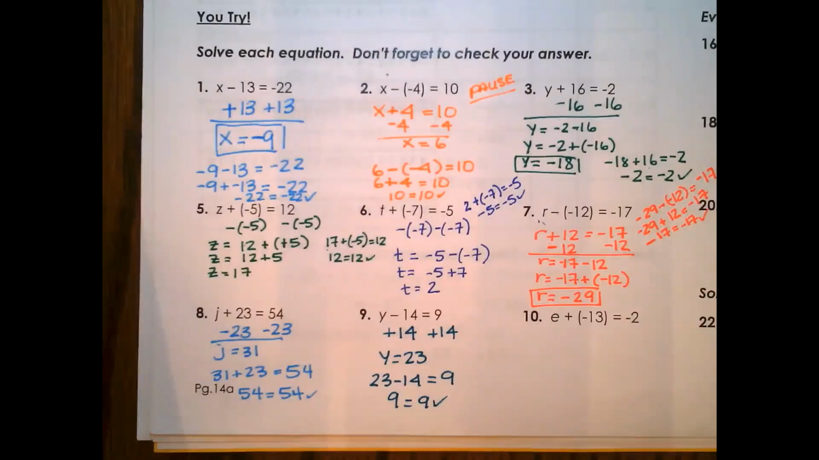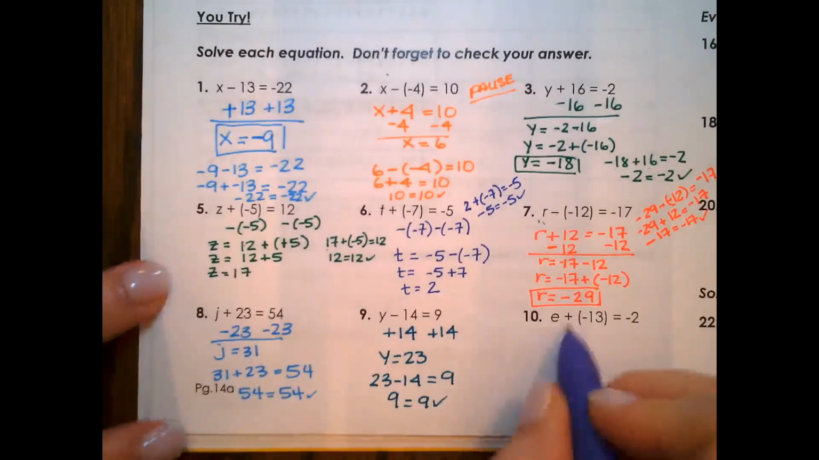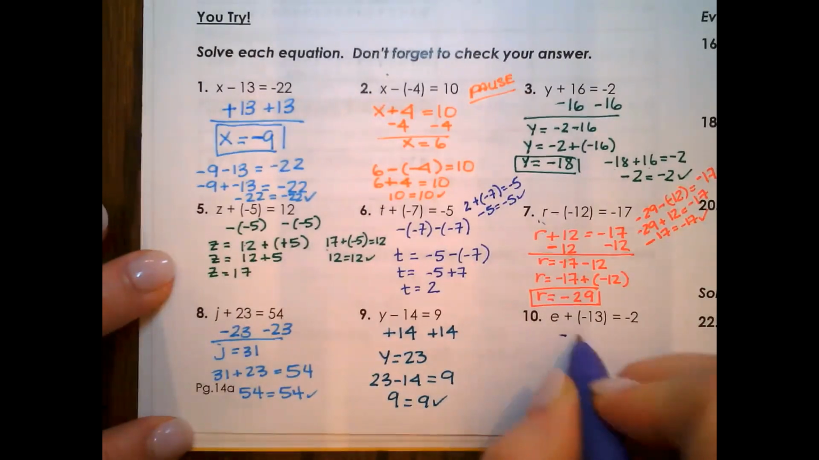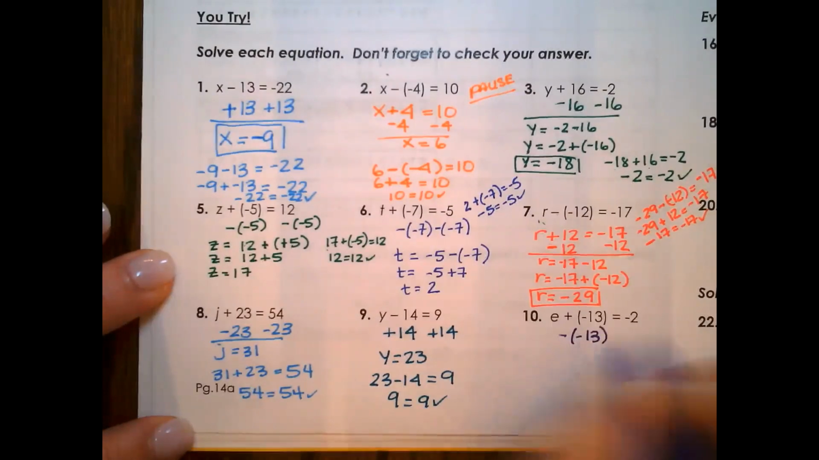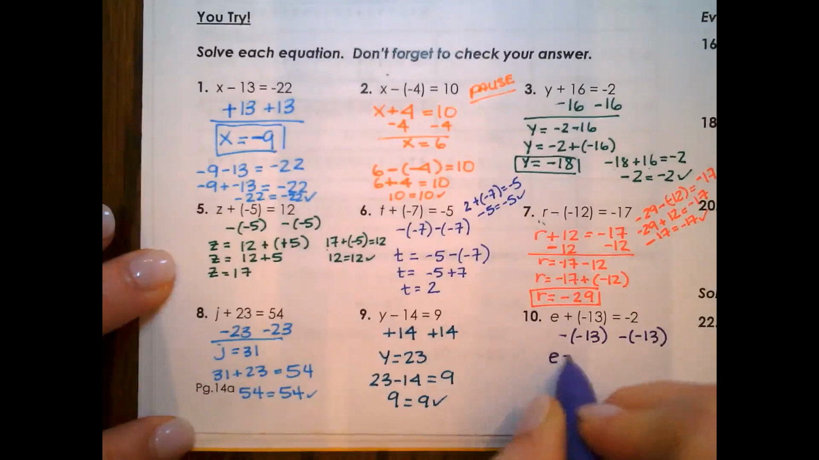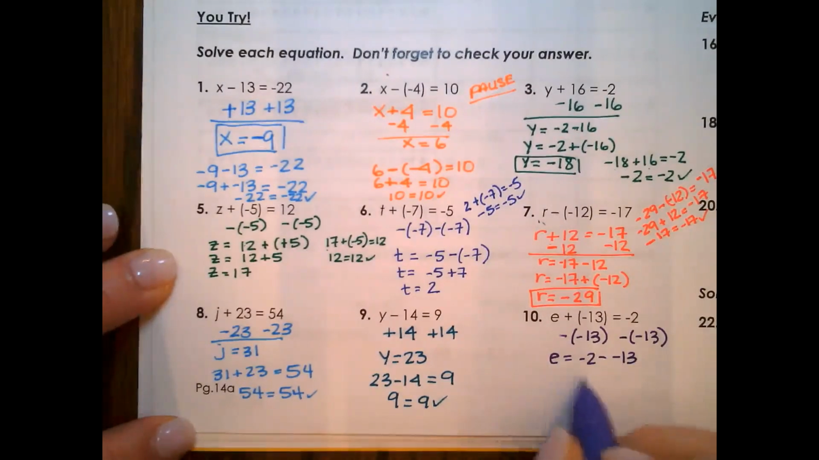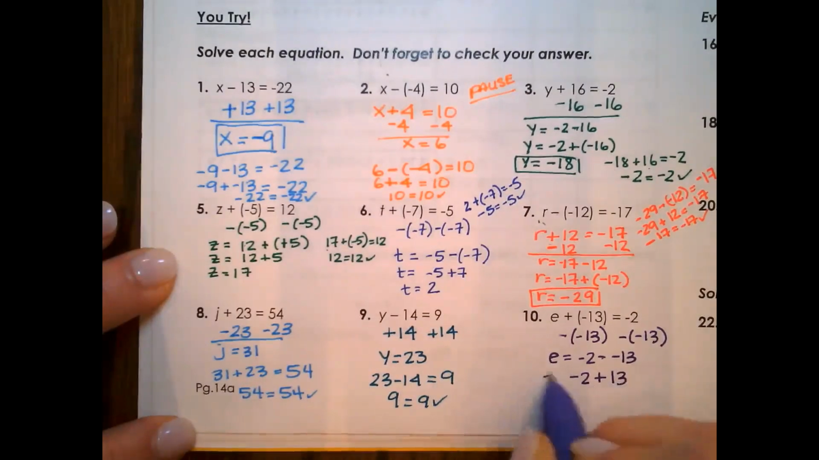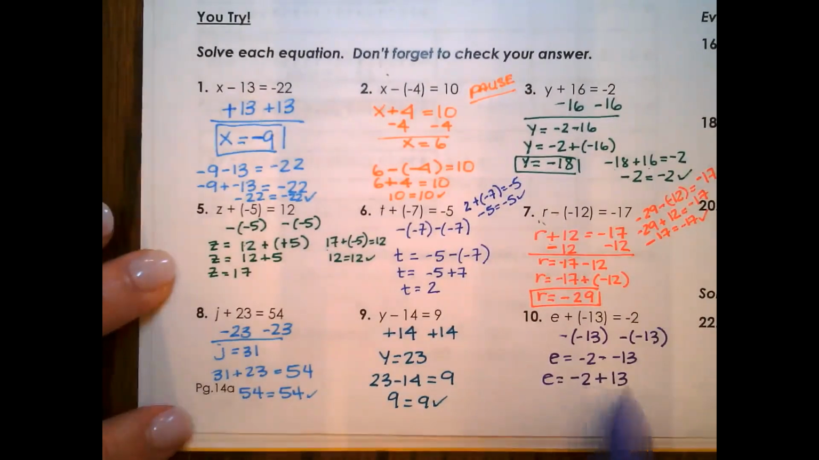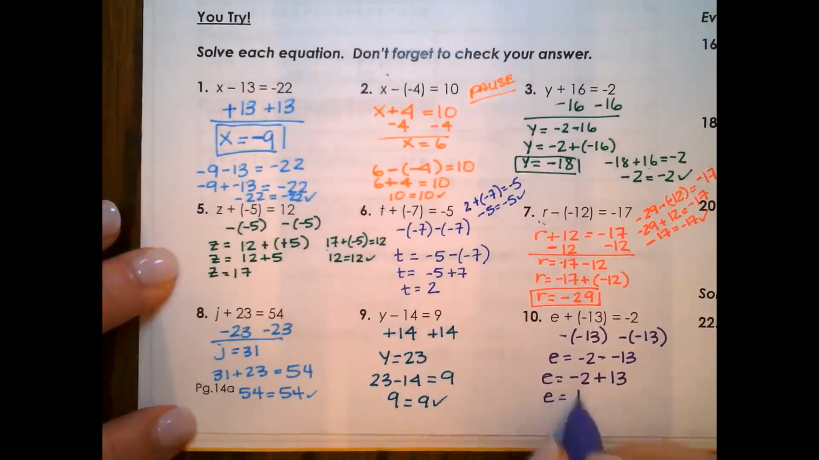And the last one on this page, we are adding a negative 13, so we are going to subtract a negative 13 from both sides. So this becomes E equals negative 2 minus negative 13. We are subtracting a negative, so I'm going to add a positive. And I have more positives than negatives, and I have 11 more. So E will equal 11.